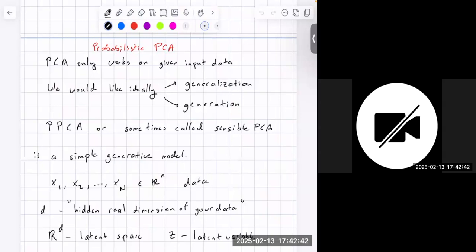All right. Now, probabilistic PCA, also sometimes called sensible PCA. Don't ask me why, people called it that, I don't know why. It's a very simple generative model that you can build off of your PCA. How does it go? Let's say this was my data points, capital N of them with N features. And in your PCA, you picked D to be your dimensional reduction.